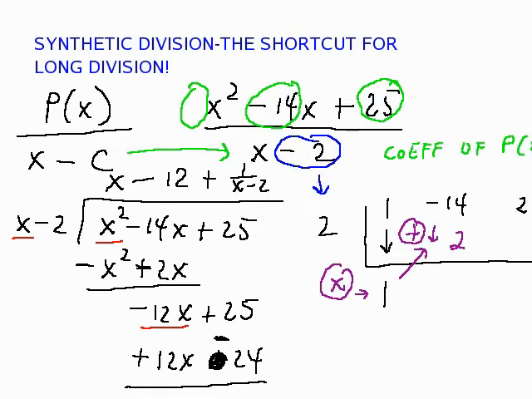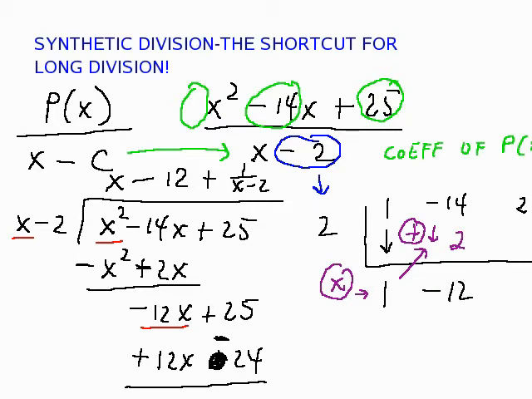If you don't get it on this first example, don't panic. We're going to do lots of examples in synthetic division, and you're going to thank me before we're done. You're going to say, wow, I wouldn't even want to try that one the long way. We'll do it synthetically. All right, what's negative 14 plus 2? Well, that would be a negative 12.